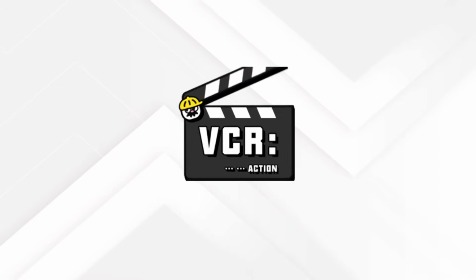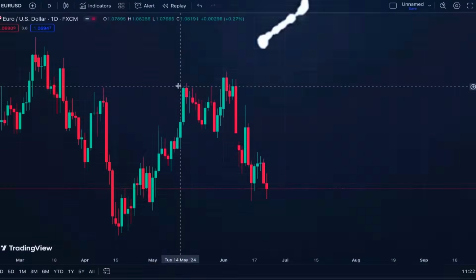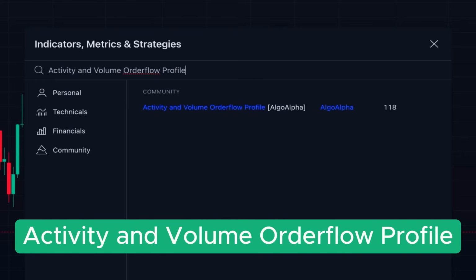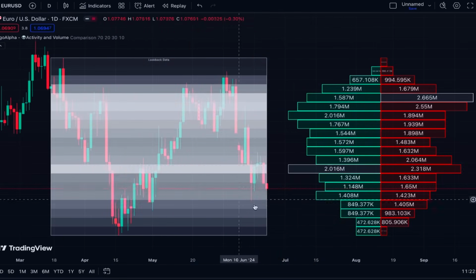In this video, I want to introduce a new volume indicator that is amazing. To add this wonderful indicator to our chart, here we click on indicators and we search activity and volume order flow profile. This one, which is written by Algo Alpha. Alright, this is the indicator, and as you can see, it's overlaid on the price chart.